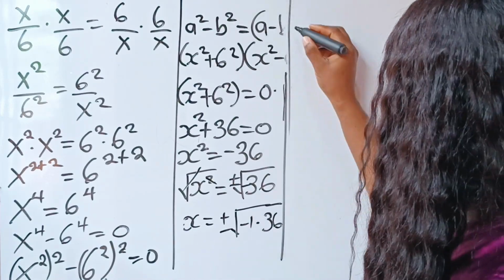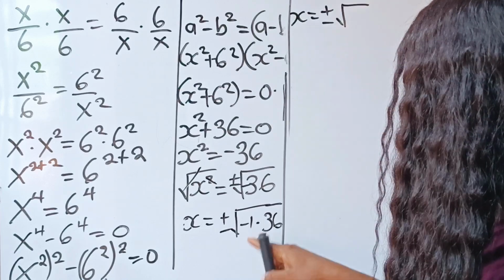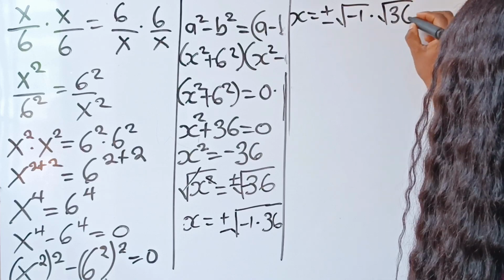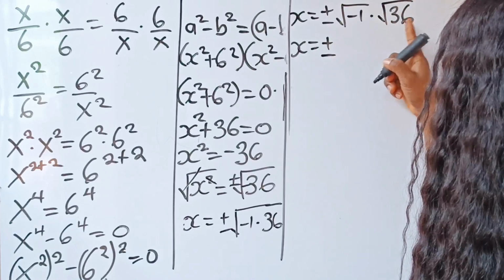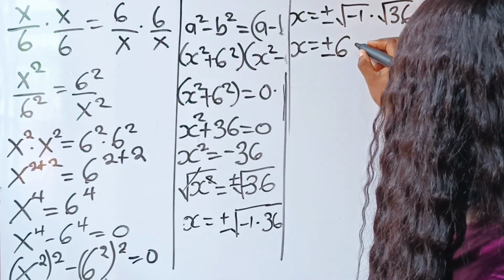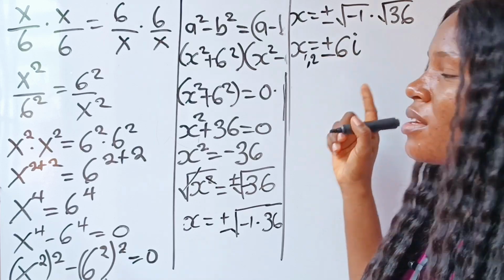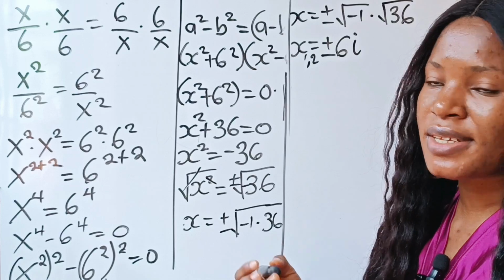Now we have that x is equal to plus or minus, so this is the square root of minus 1 multiplied by the square root of 36. So we have that x is equal to plus or minus; the square root of 36 is 6 and the square root of minus 1 is i. So it means that the first and the second value of our x is plus 6i and minus 6i.